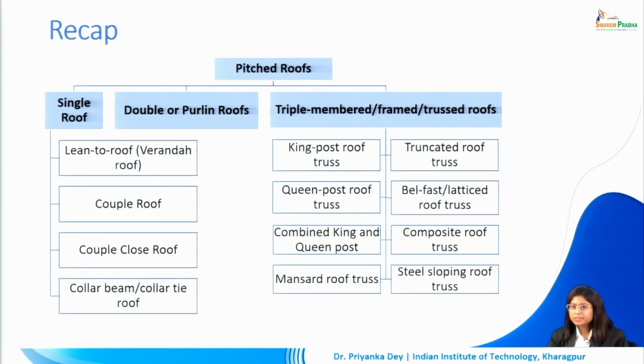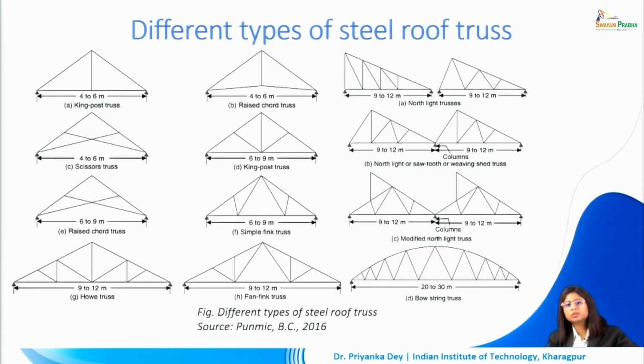In case of trusses, we can have king post or queen post trusses, a combination of the same, a mansard, truncated or latticed roof trusses. With respect to materials, we can have composite roof trusses and steel sloping roof trusses. Now, we further went into the detail of steel sloping roof trusses in this lecture. So, we can have various types of shapes which are useful for different spans.